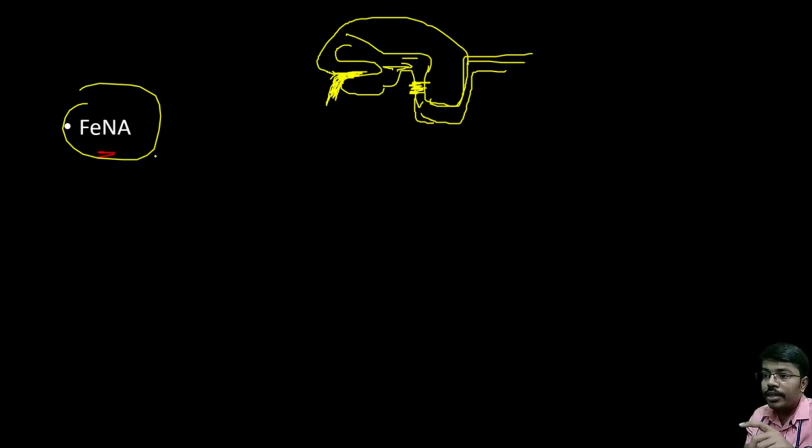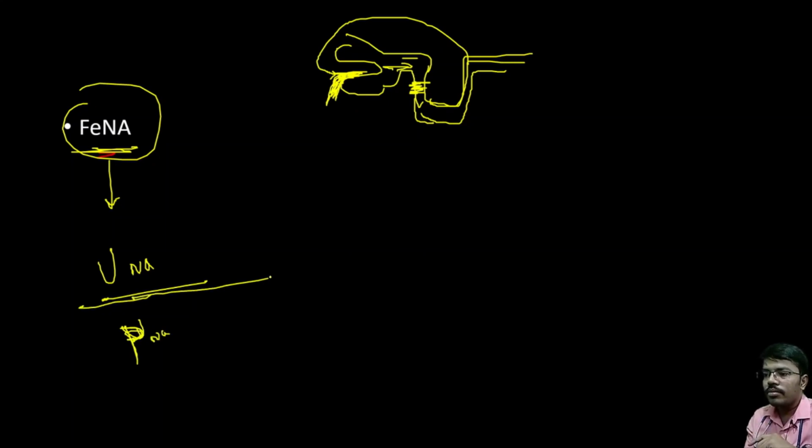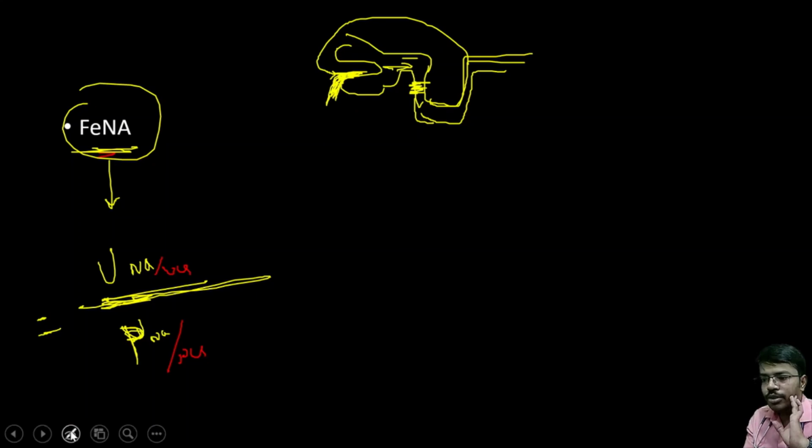So whenever there is a pre-renal injury, what is FENA? FENA is fractional excretion of sodium. How are you checking? Urinary sodium by plasma sodium. You are just comparing the sodium. This formula is confusing for many students out there. It is nothing but comparing urine sodium with plasma sodium. For standardization, you are using the creatinine, comparing urinary creatinine with plasma creatinine.